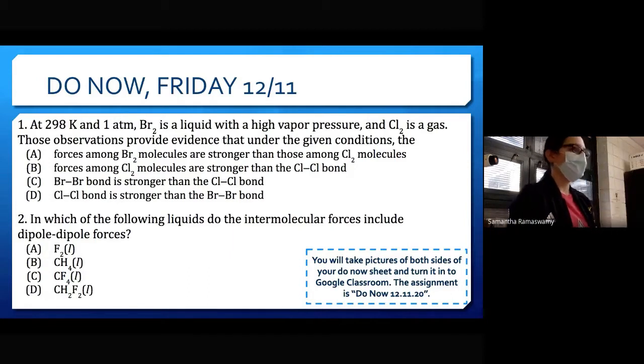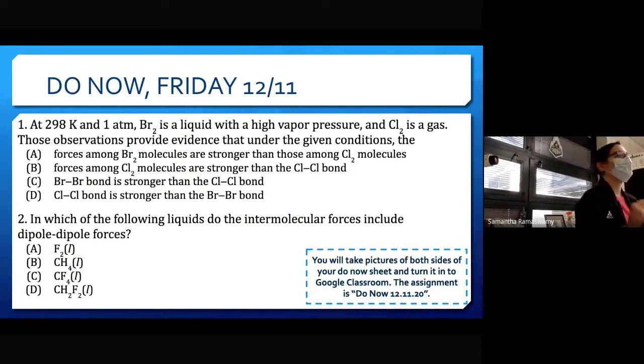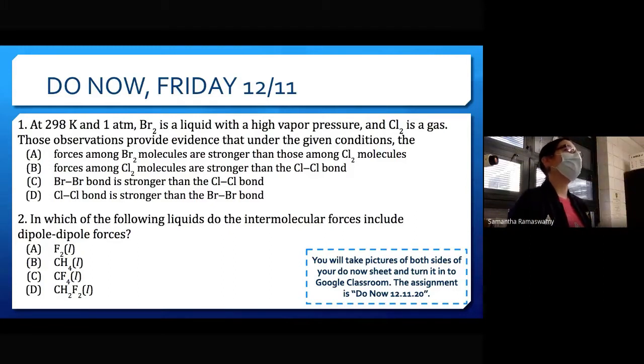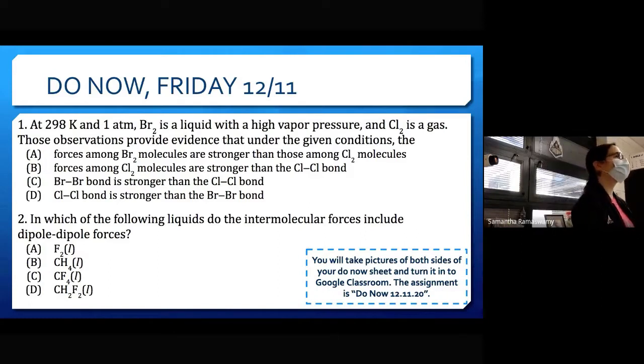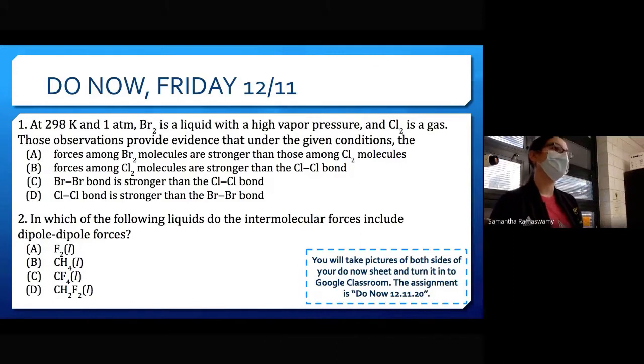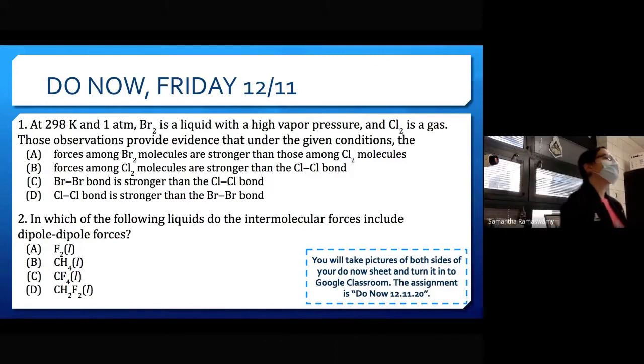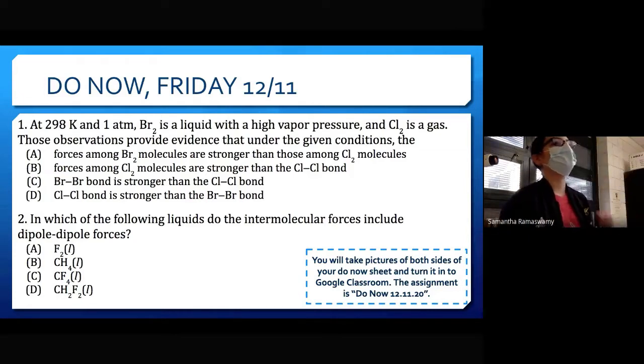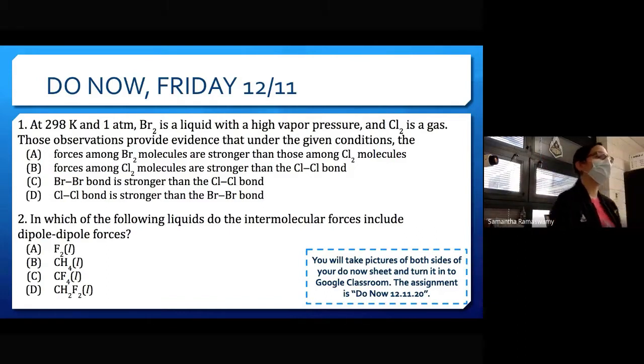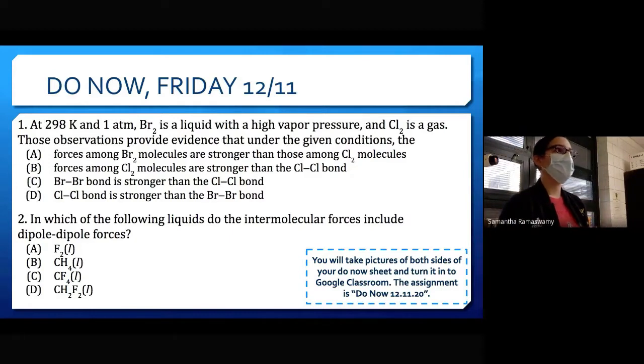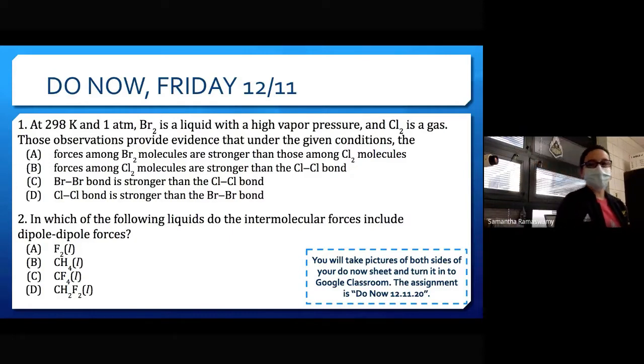Now, I'll talk about why the other ones are not correct. And it's because B, C, and D all talk about bond strength. Bond strength only matters if you are looking at a chemical reaction, if you are looking at breaking the bonds of Br2 or Cl2 and forming something completely new. So if we were looking at the overall enthalpy of a reaction, delta H, and we look at bonds broken and bonds formed, that's when we would look at the strength of a bond. But when we're just looking at phase changes or intermolecular forces, the strength of the bond does not matter. So number 1 is A.